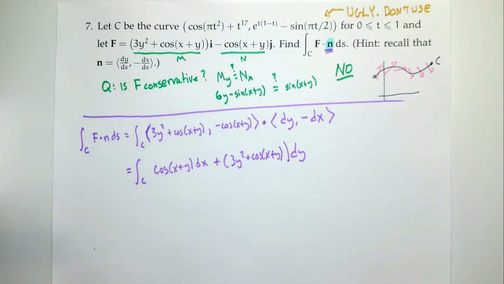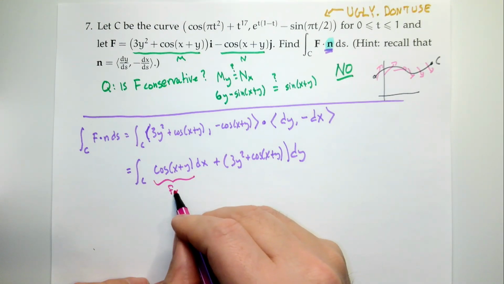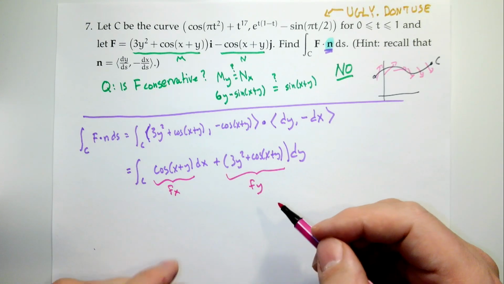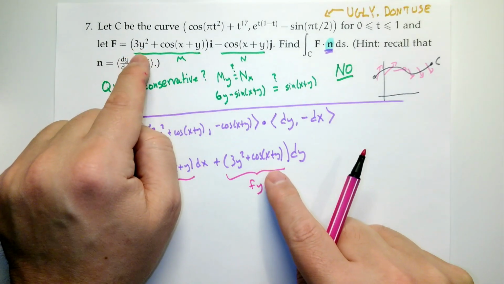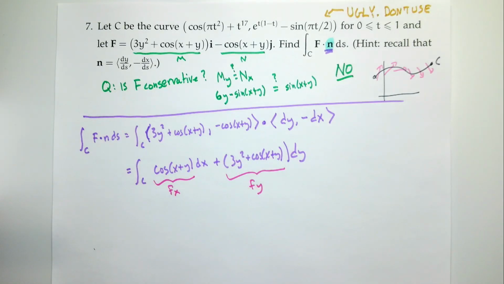Now, this is really more along the lines of what we're looking for in terms of conservative. So what we're asking is the following question. We're wondering, is there some function where this part right here, we want this to be f sub x, and this part to be f sub y. See, it's a little bit different. Previously we wanted that part to be the derivative with respect to x, but they've changed roles because we're doing dot n. So that's why you always have to be really careful.